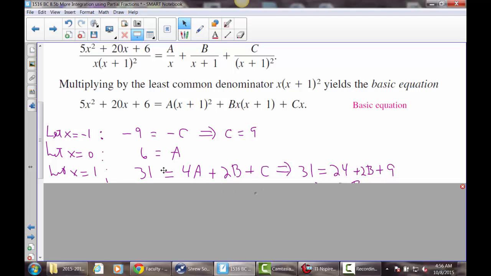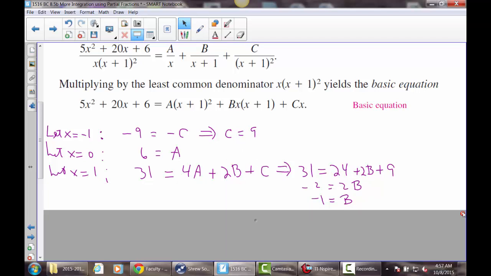Plug 1 into the left side, plug 1 into the right side, and you'll have 2 squared is 4a. Plug in 1 here, you'll get 2b. Plug in x equals 1 here, you'll get c. But remember, we know a is 6, and we know c is 9. So we plug that in, and we solve for b.